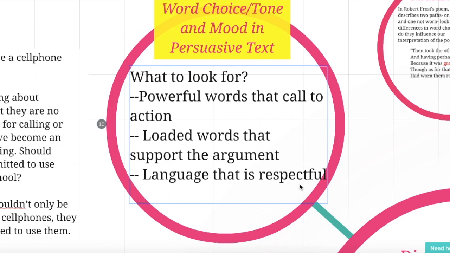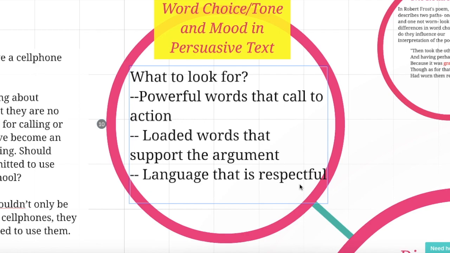writing a persuasive text is that we don't always know exactly who our audience is, but even if we are extremely emotionally charged about our viewpoint on the subject, we want to remember that not every single person we are writing to will agree with us. So we want to make sure that we are using words that are still respectful of those people who might not agree with us.